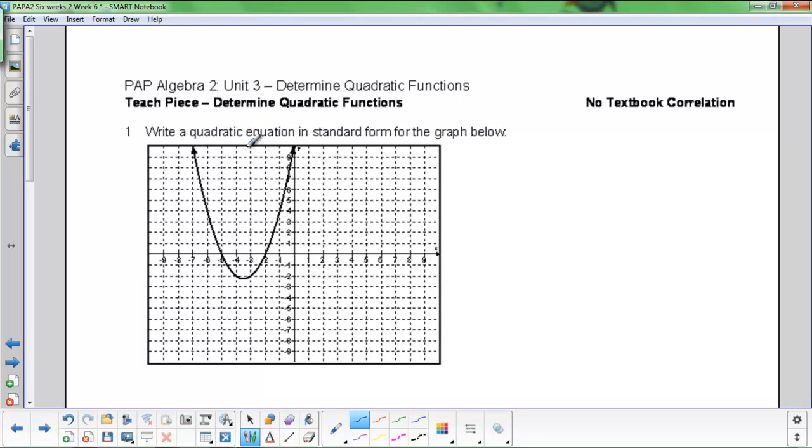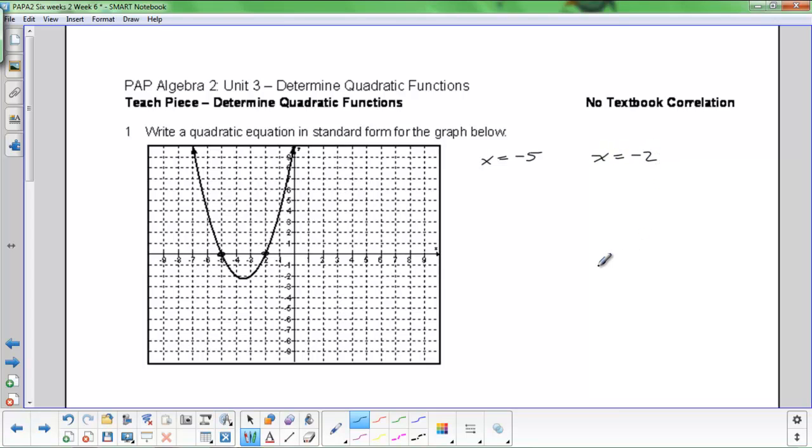Determining quadratic functions. Today we're going to get involved with the process of solving or writing equations given the roots of functions. In the first example, what you are given is a graph. In order to determine the roots, you find the place where the graph touches the x-axis. That means it's going to be x equals -5 and x equals -2.